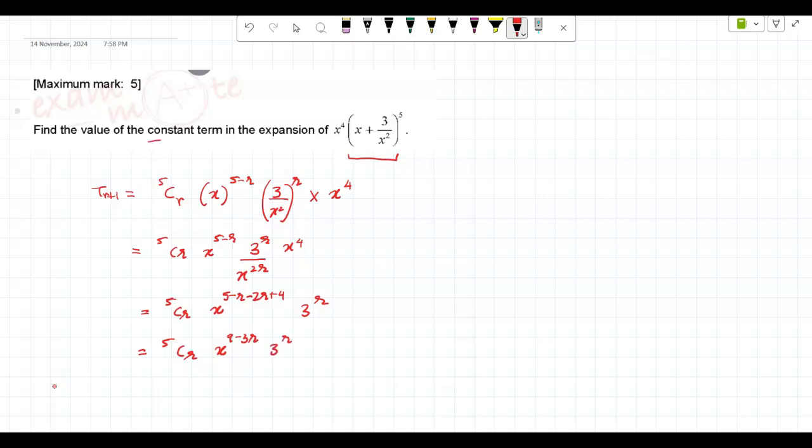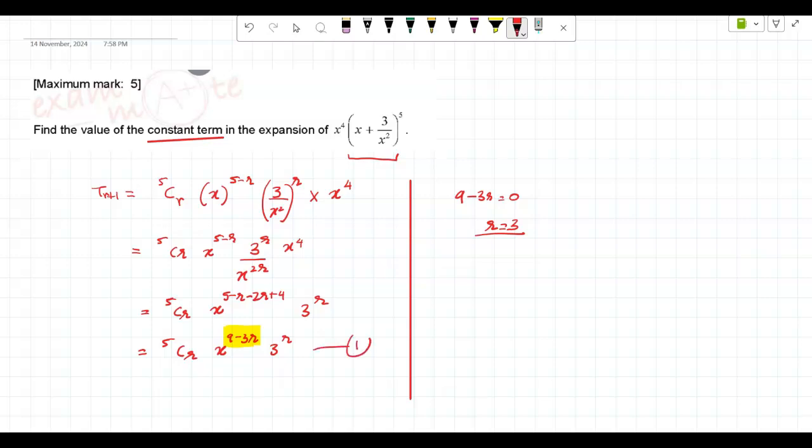Now you want a constant term. Means the power of x will be what? 0. x raised to 0 is 1, no? Means your x will disappear. So that means the power of x that you got should be 0. So 9 minus 3r should be equal to 0. So r should be equal to 3.